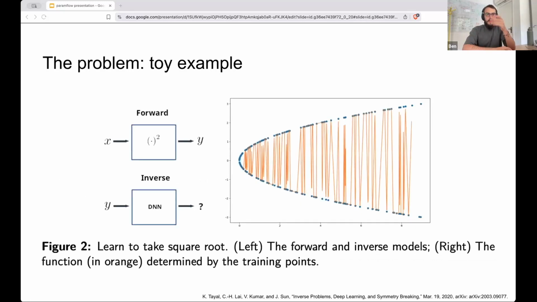Why does this matter? Let's look at a really simple toy example. Forget synthesizers. Let's just say our forward process is we are squaring a number. So we're saying y equals x squared.